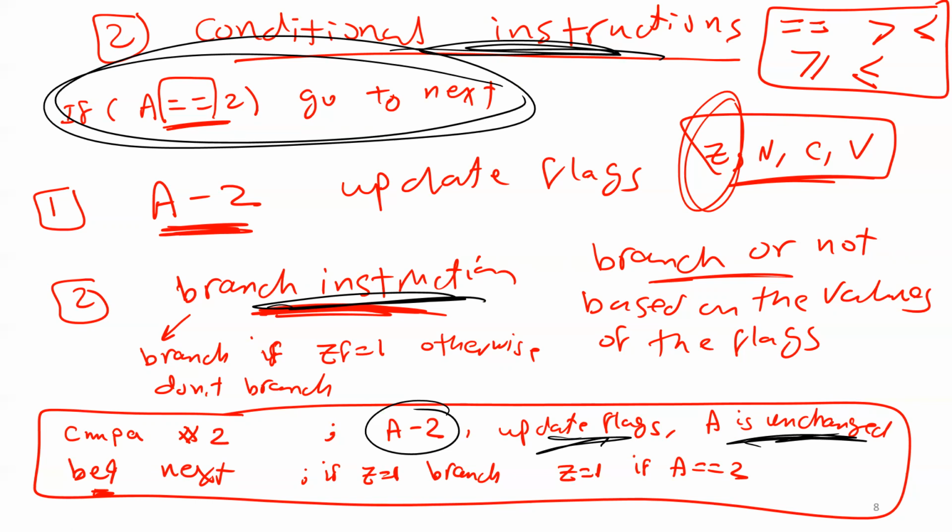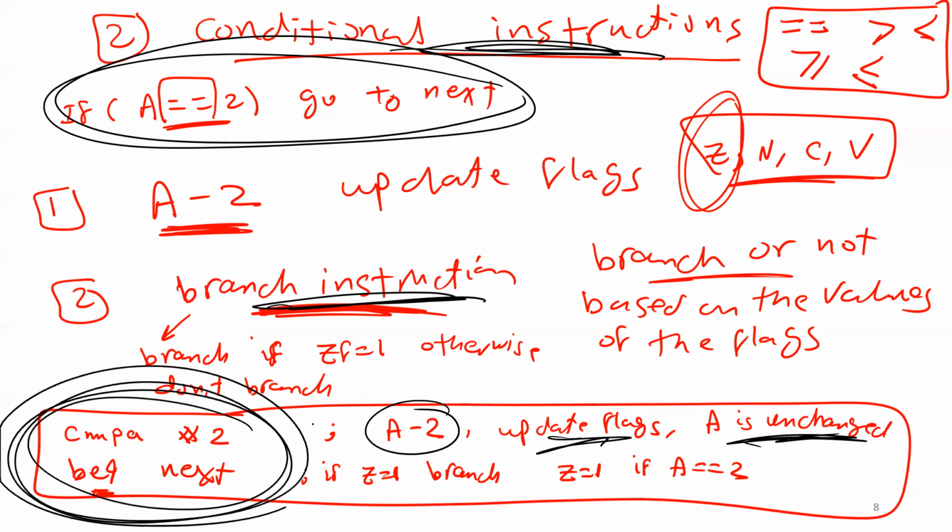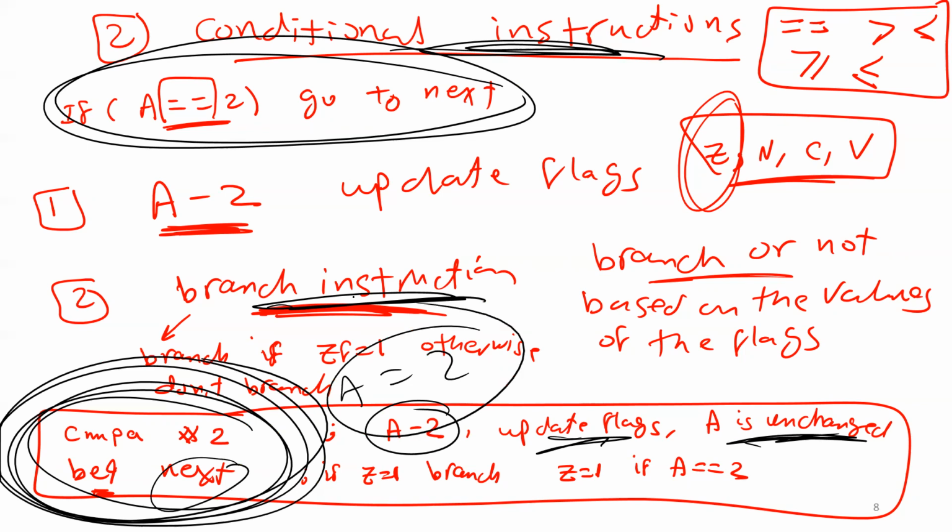Number one, you have to use compare to compare A to a number, for example, or a memory location, as you will see later. Then you have to use one of the conditional branch instructions. This is branch if equal. These two instructions together mean I want to branch to next if A is equal to 2. Is that okay? We have different instructions: greater, less, less or equal, greater or equal. We have all of them. So if you are interested in equal, you can just use equal.